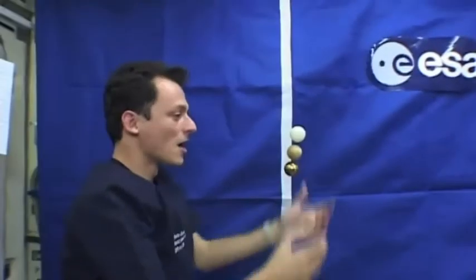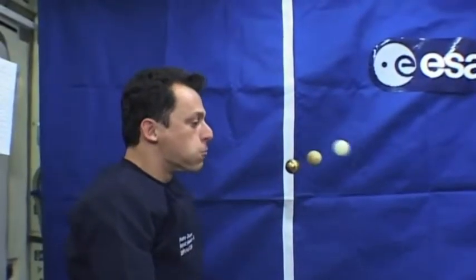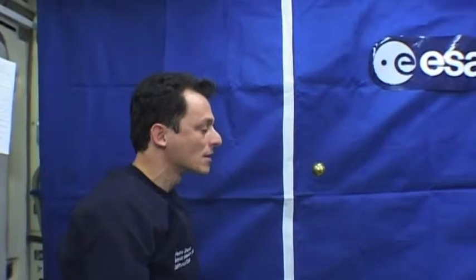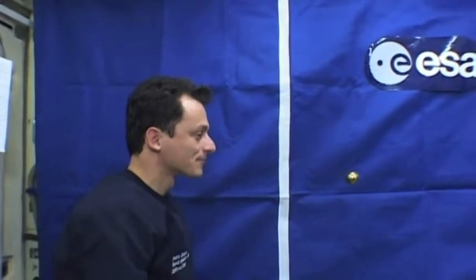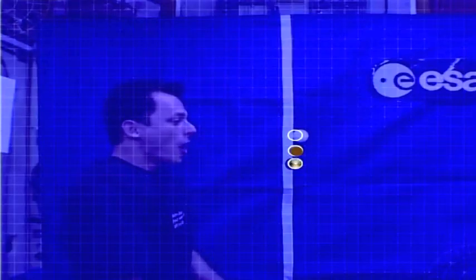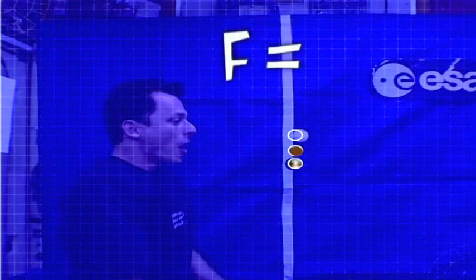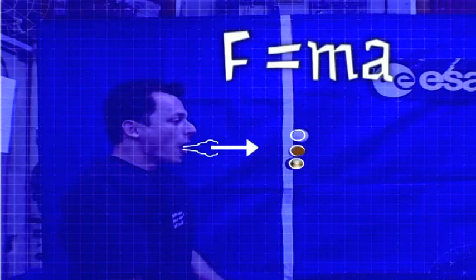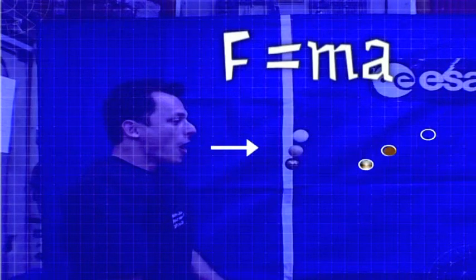This time we have 3 balls. We're adding a ping pong ball. You can see here that things with more mass move more slowly. The second law says there's a connection between force, mass, and acceleration. So, if you apply the same force to objects of different mass, they will accelerate differently.